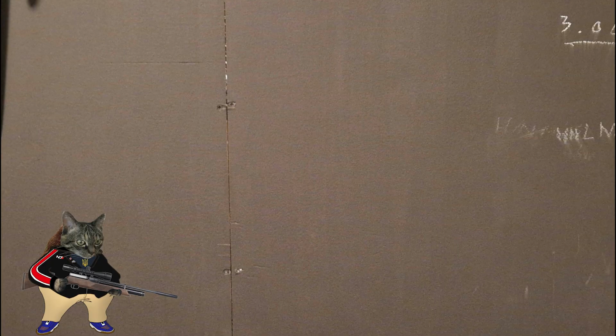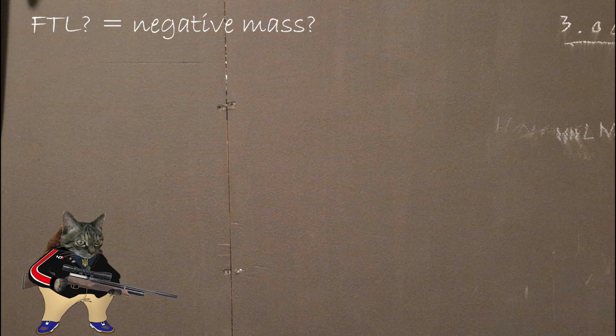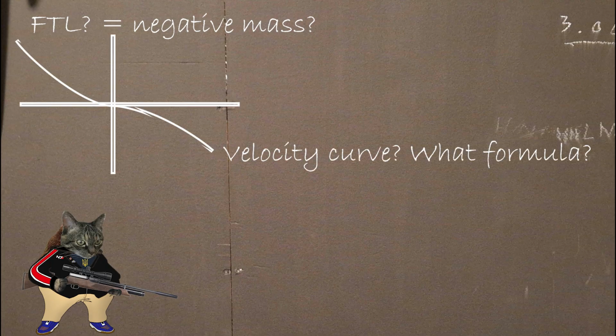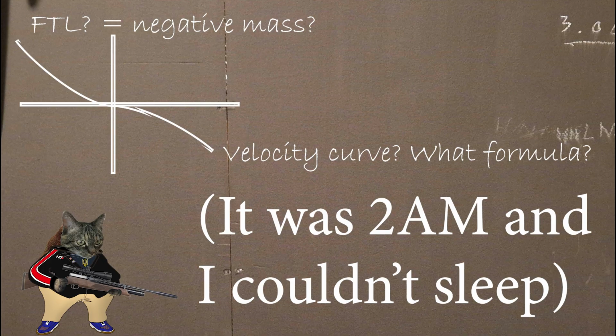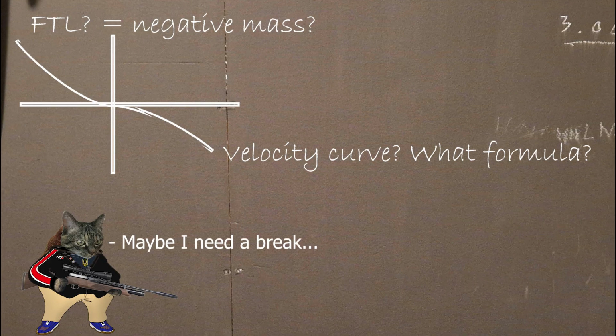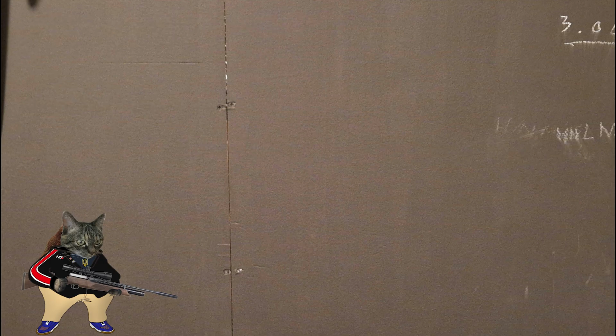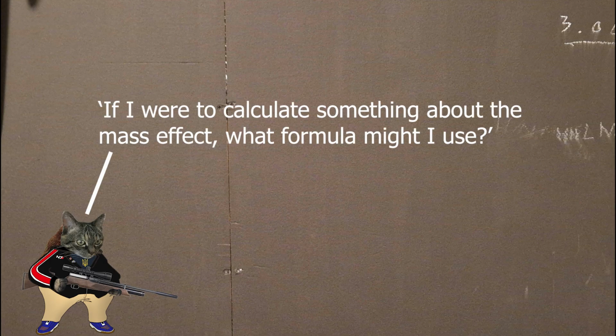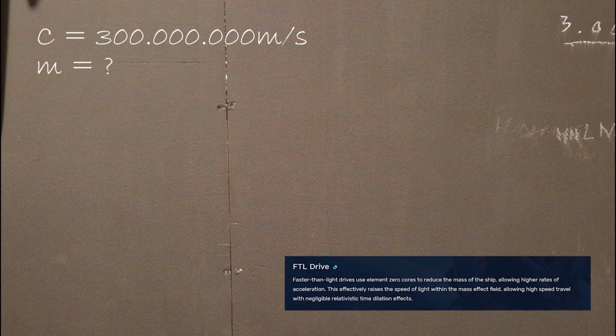After a night theorizing about how maybe Mass Effect ships actually had negative mass and how I might go about calculating their actual top speeds, yes, I was doing that, I decided to take a step back. I took a breath, I had a snack, and I asked myself, if I were to calculate something about the Mass Effect, what formula might I use? Now, this formula would have to incorporate both the speed of light, c, and mass, m, as those are the two units we know for certain are involved in the Mass Effect.